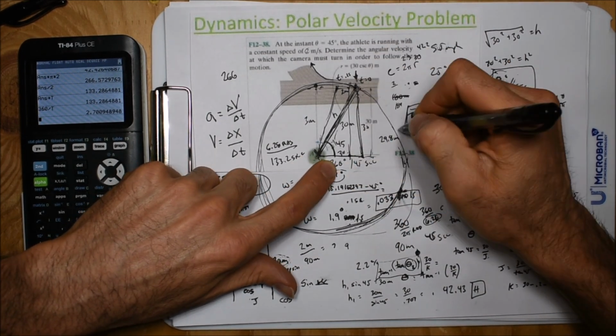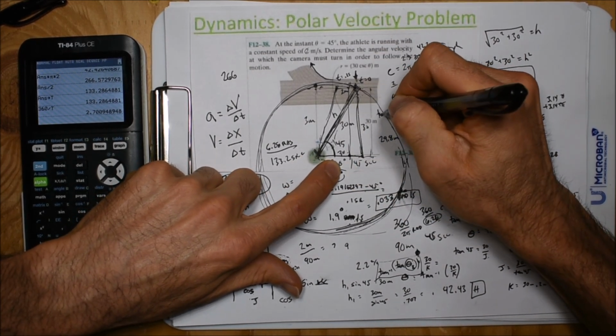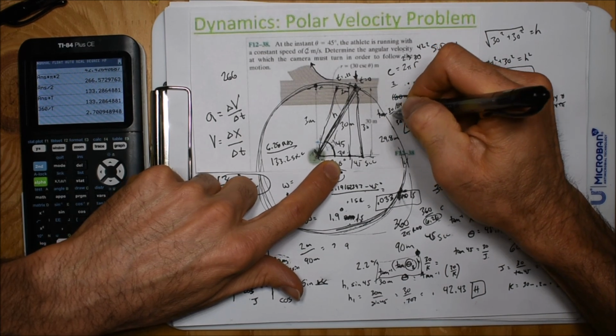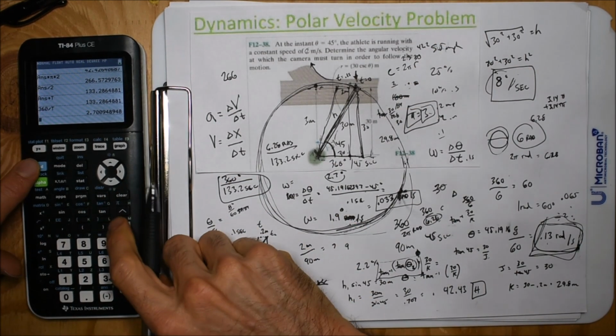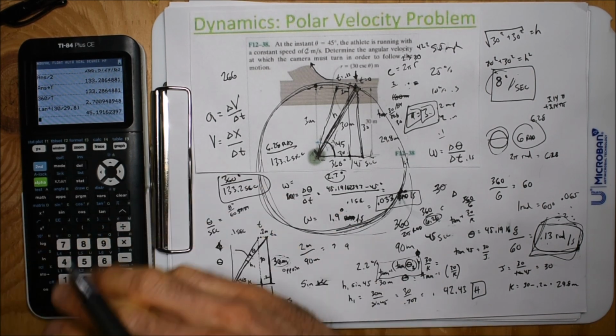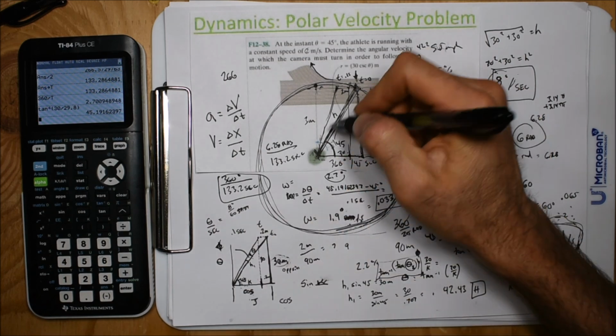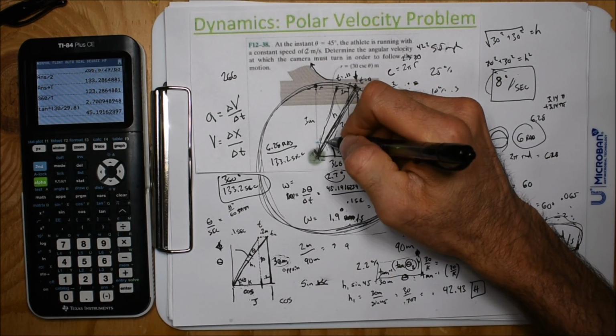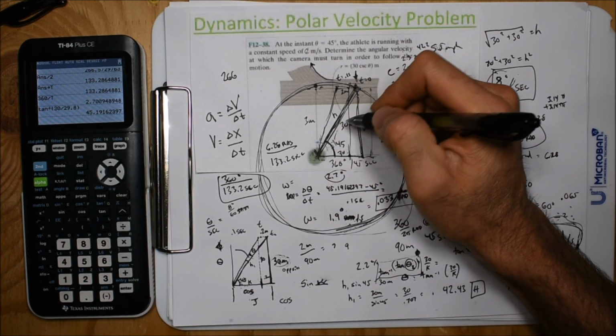But this didn't change. That's still 30. And then we can use inverse tangent of 30 divided by 29.8. And then we get the degree change. So it went from 45 to 45.19.